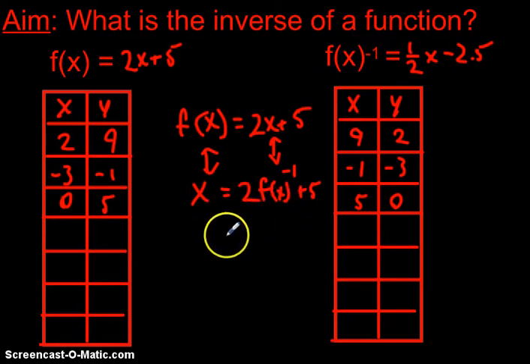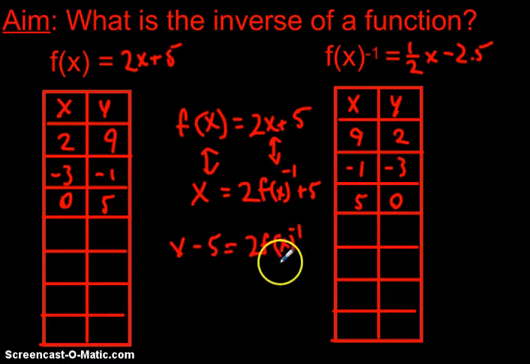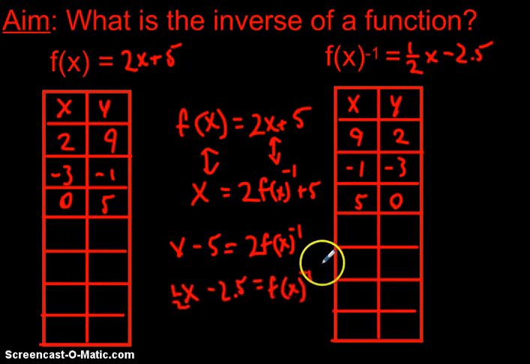Alright, so we'll subtract 5 from both sides, and divide both sides by 2, and we get 1/2 of x minus 2.5 equals f of x inverse. Okay? So that's how to find the inverse function.